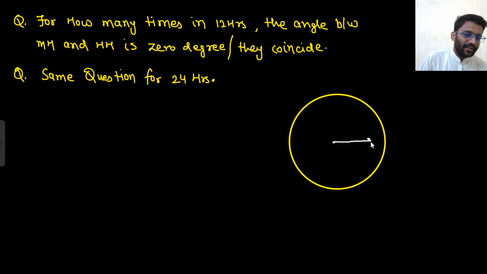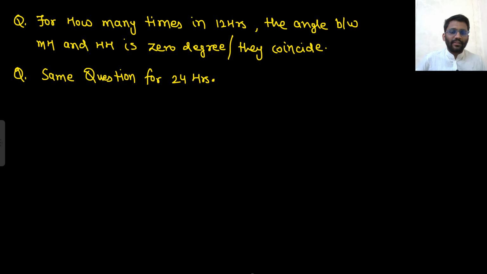This is your minute hand. This is your hour hand. Angle is 0, that means they are coinciding. So they can write anything: the angle is 0, or they are coinciding. And the same question for 24 hours.